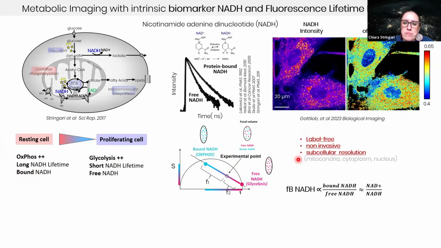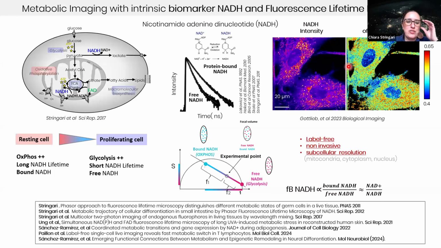So again, just to remind you, this is label-free. We don't need to add anything. We're exploiting the intrinsic autofluorescence of NADH. We have subcellular resolution. So here you can see, for example, very bright mitochondria with very long NADH lifetime, and bound, while in the nucleus we have dimmer signals and shorter lifetime.